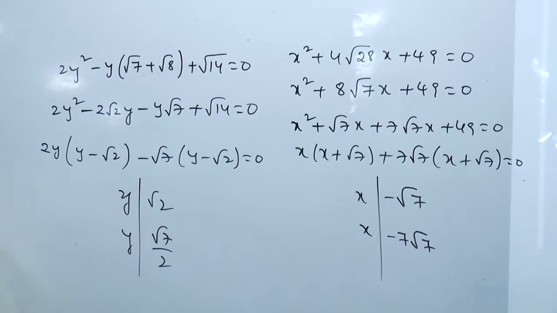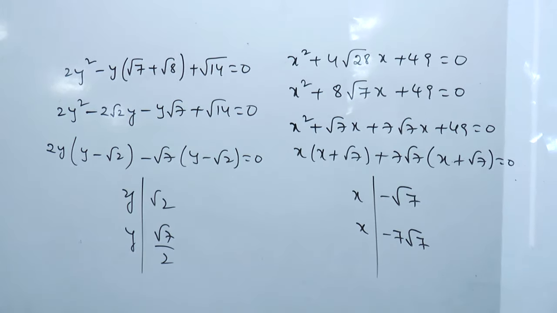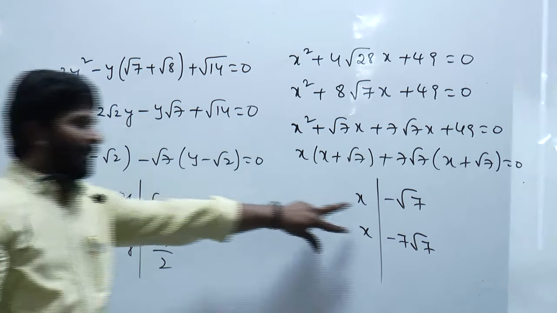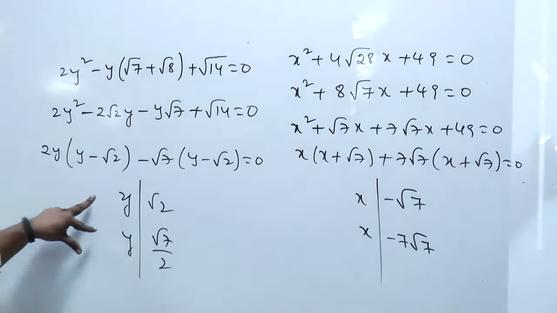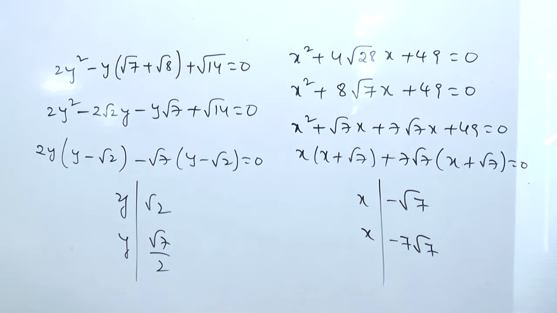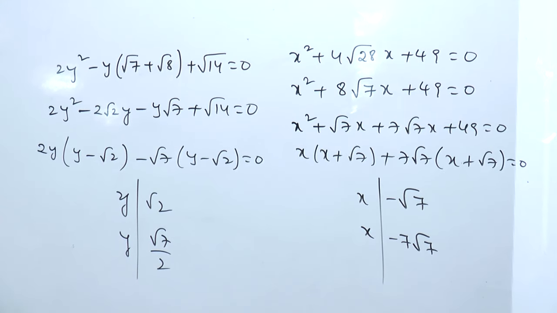Both positive, both negative. X less than y. X value both are negative. Y value both are positive. X is obviously less than y. Whichever combination you take, everywhere x is negative number and y is positive number, x is definitely less than y.